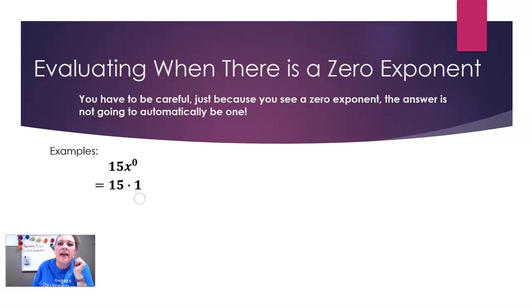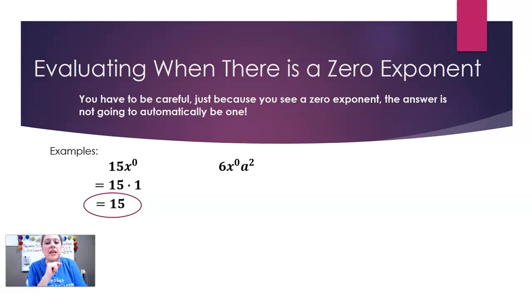And here's why. 15x to the 0 power is really saying 15 times x to the 0 power. So if I break that apart, the x to the 0 power part is 1. So it's really saying 15 times 1, and 15 times 1 is 15. So that's what I mean when I say be careful, because that whole thing is not going to be 1. Just the x to the 0 power. Just whatever that 0 is attached to, that becomes 1.